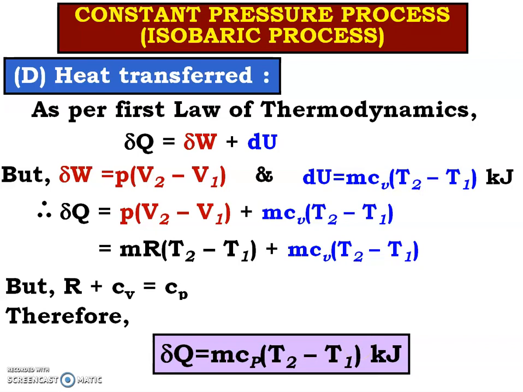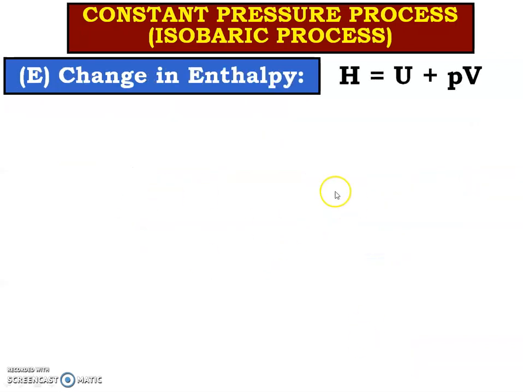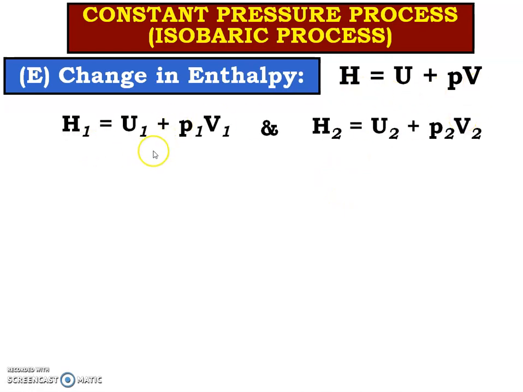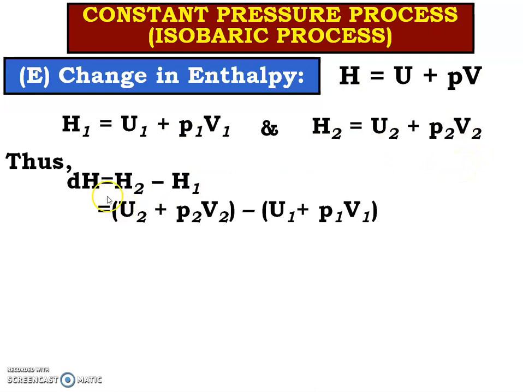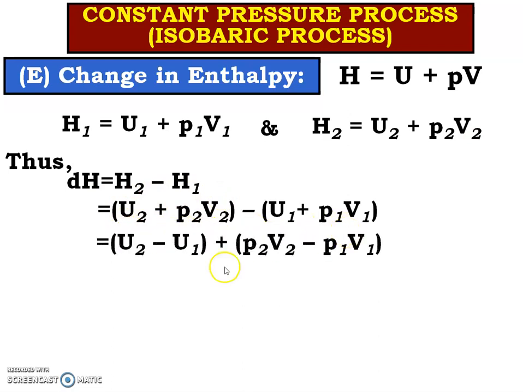And what is the last parameter? Change in enthalpy. Again using that basic equation, H equals U plus PV. H1 equals U1 plus P1 V1. H2 equals U2 plus P2 V2. So delta H equals H2 minus H1. That is U2 plus P2 V2 minus U1 plus P1 V1.